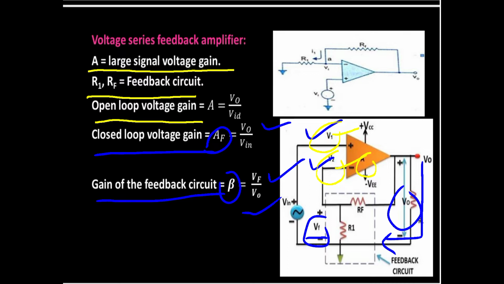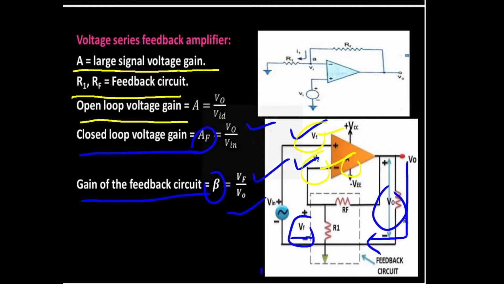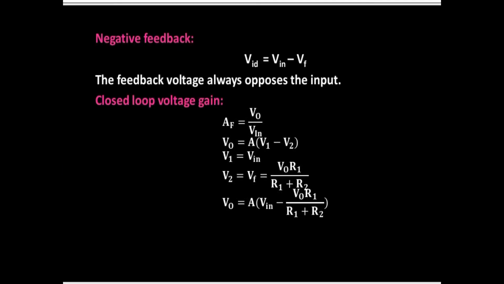Now let's see gain calculation of voltage series feedback circuit. Here we know in negative feedback the input voltage, that is differential input voltage VID, is equal to V1 minus V2, where V1 is nothing but VIN.